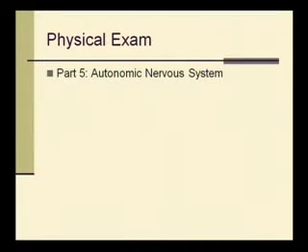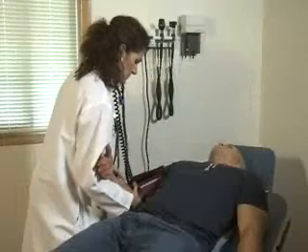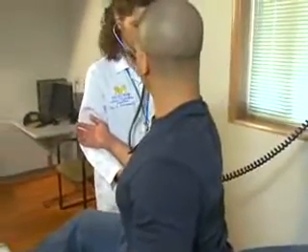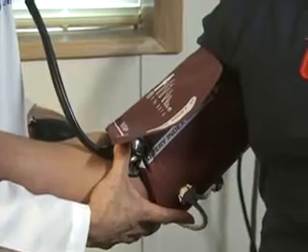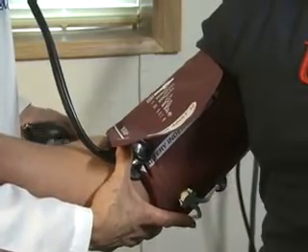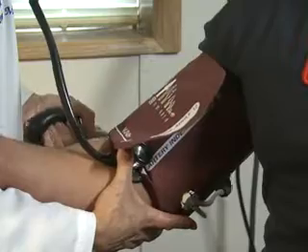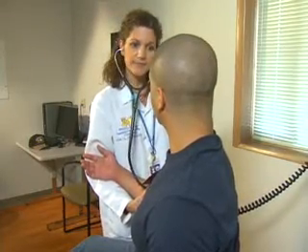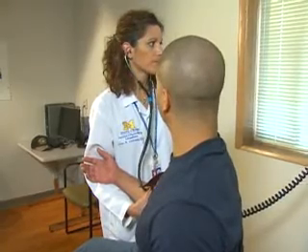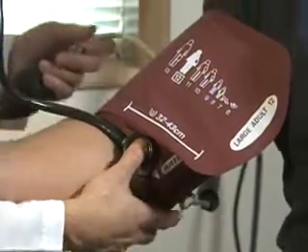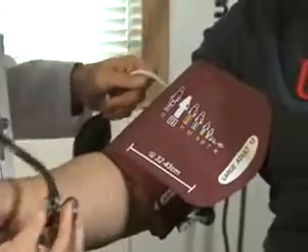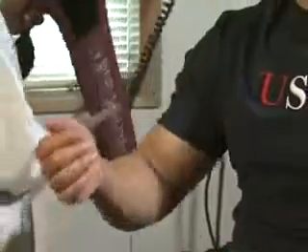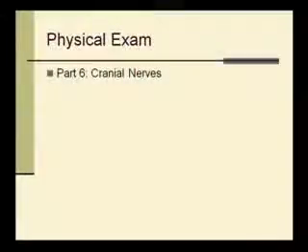Part 5, autonomic nervous system. Okay, can you sit up, please? Describe any apparent impairment of the autonomic nervous system, such as hyperhidrosis, heat intolerance, or orthostatic or postural hypotension. Do you feel any dizziness? No. If orthostatic hypotension is present, report whether or not it is associated with dizziness or syncope on standing. No signs of orthostatic hypotension.